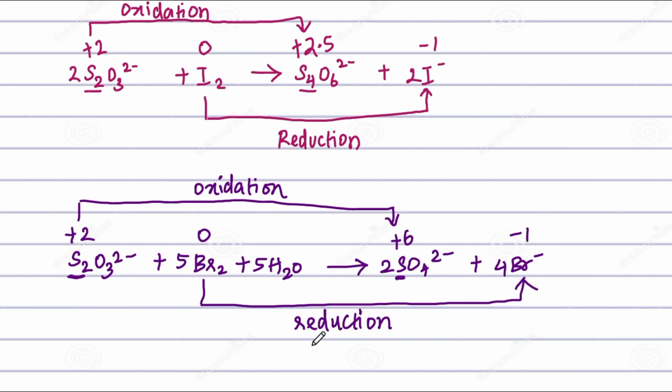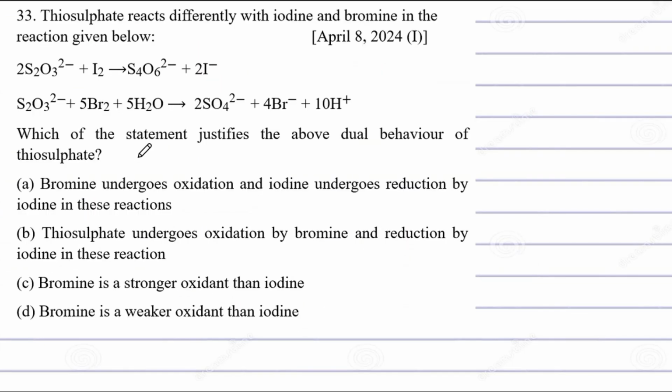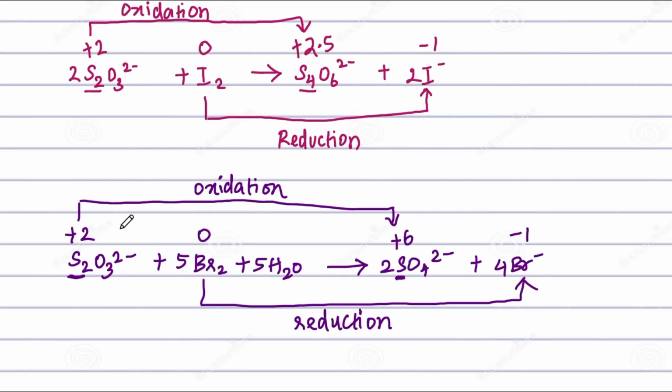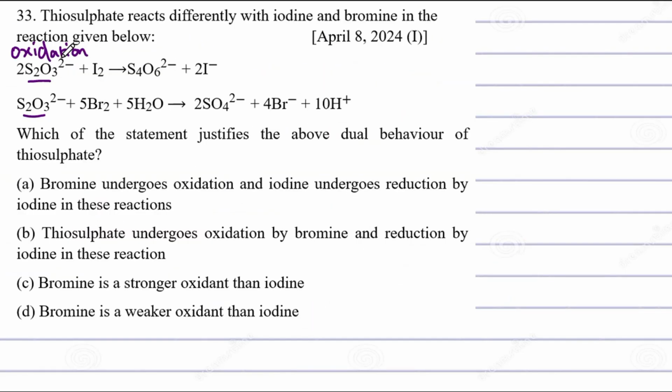So with this, let us see the question. So in these two equations, thiosulfate in both the equations undergoes oxidation. We saw that. So here I told thiosulfate, there is an increase in oxidation number. So it undergoes oxidation, and I2 and Br2 both undergo reduction.